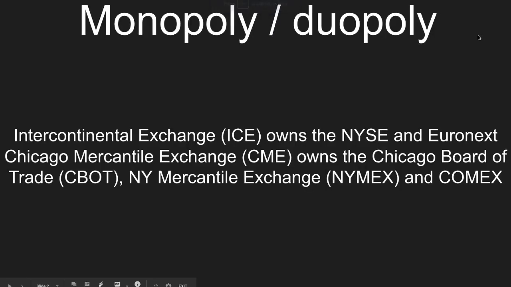Okay, who controls the market? The Intercontinental Exchange, ICE, owns the NYSE, New York Stock Exchange, and Euronext. The Chicago Mercantile Exchange, CME, owns the Chicago Board of Trade, CBOT, the New York Mercantile Exchange, NYMEX, and COMEX. So there is a monopoly, I would say a duopoly. Two companies control the market.